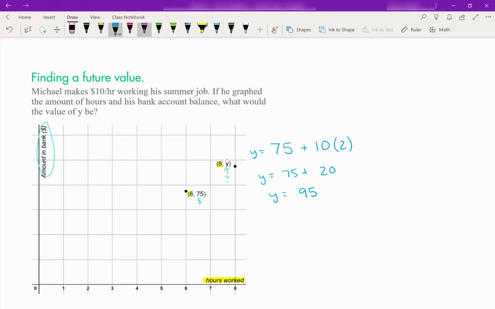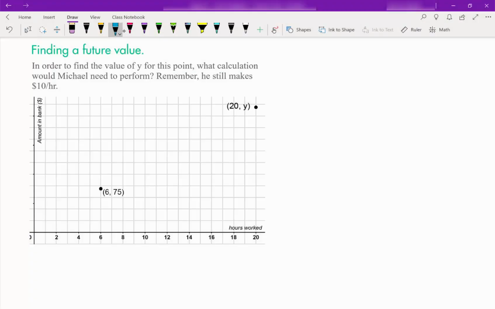Likewise, I could probably make a graphical argument for that. Basically, we could recognize that on the graph, to go from 6 hours over to 8 hours requires us to go up 2 more hours. And we know that our rate of change, or our slope for the line, is $10 per hour, which means we need to go up $20, basically giving us $95. So both of those are really good ways that are going to help us see how to write eventually the equation of a line.